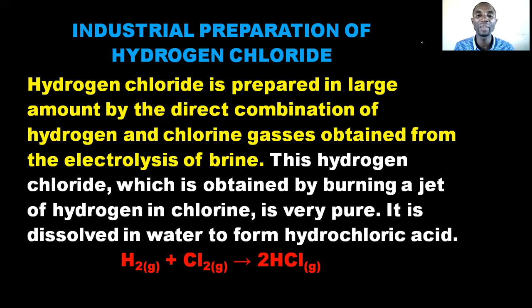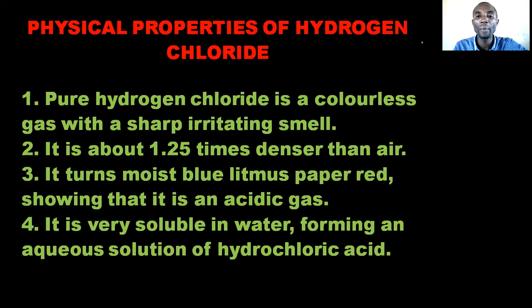Then when two of them are directly combined, it will form hydrogen chloride. So this is how it's prepared in industry: by direct combination of hydrogen and chlorine. Okay, what are the physical properties of hydrogen chloride? One of the physical properties is that it is a colorless gas with a sharp irritating smell.